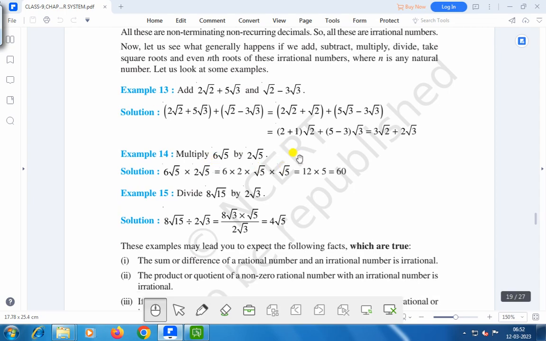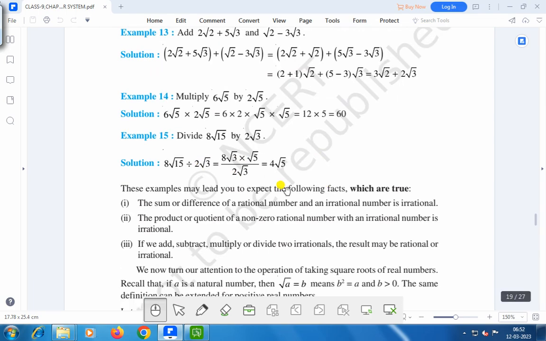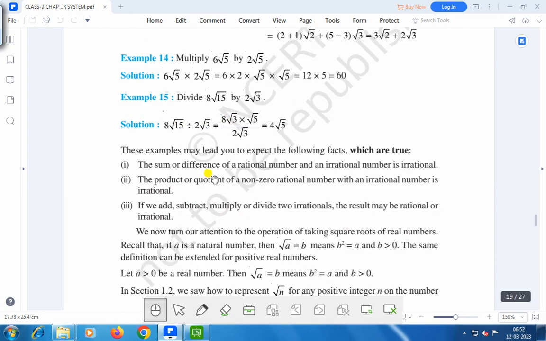Multiply 6 root 5 by 2 root 5. That is 6 root 5 into 2 root 5, that is 6 into 2 into root 5 into root 5. That is 12 into 5, that is 60. Divide 8 root 15 by 2 root 3. Then we are getting 8 root 3 into 5 root 5 by root 3, that is 4 root 5.